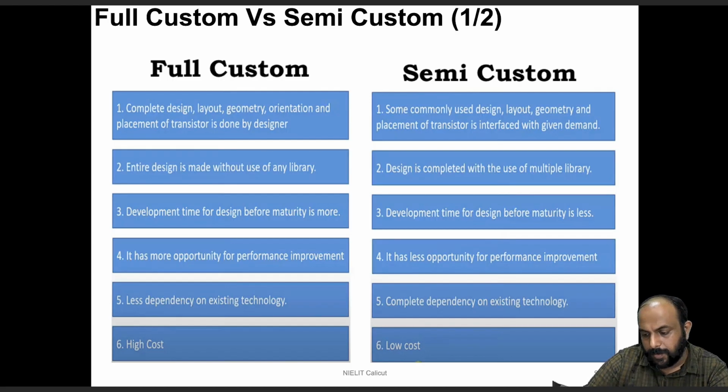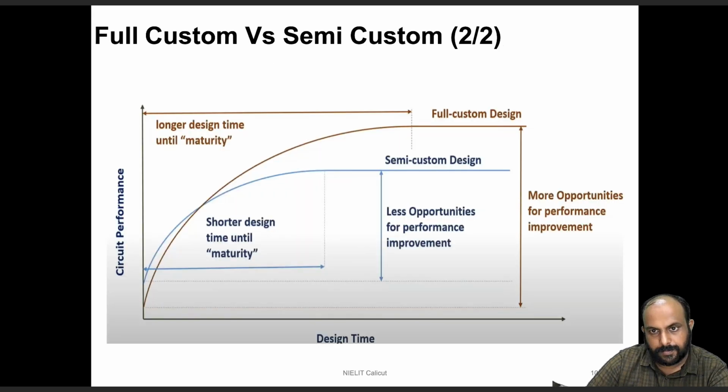So full custom is a higher cost because it's everything from the scratch, higher design cycle, longer time to market, more labor, it's a higher cost. Whereas semi-custom is relatively lower cost compared to full custom.